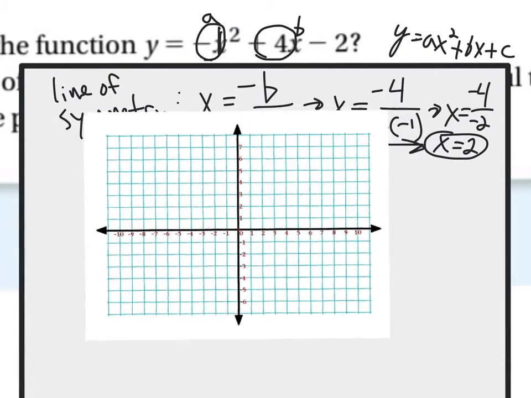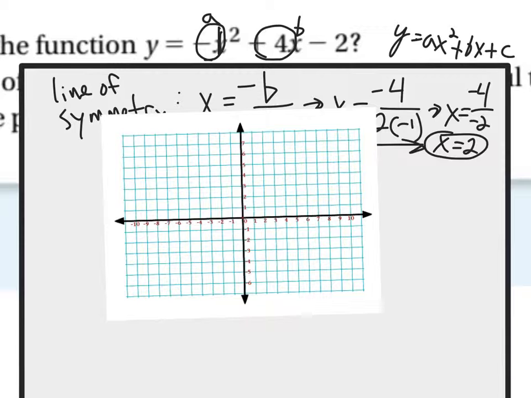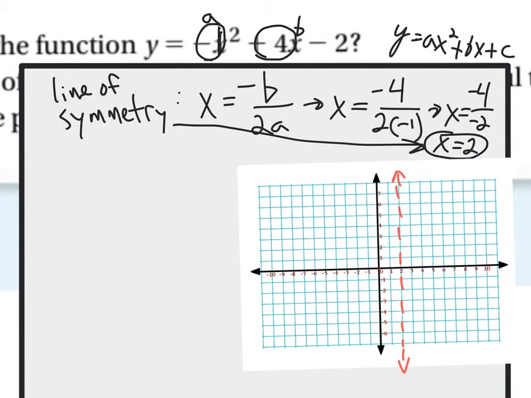And so what that means is on our graph, we can make a dotted line there. Dotted line because it's not really part of the graph. It just helps us to figure out what some points on the graph are.